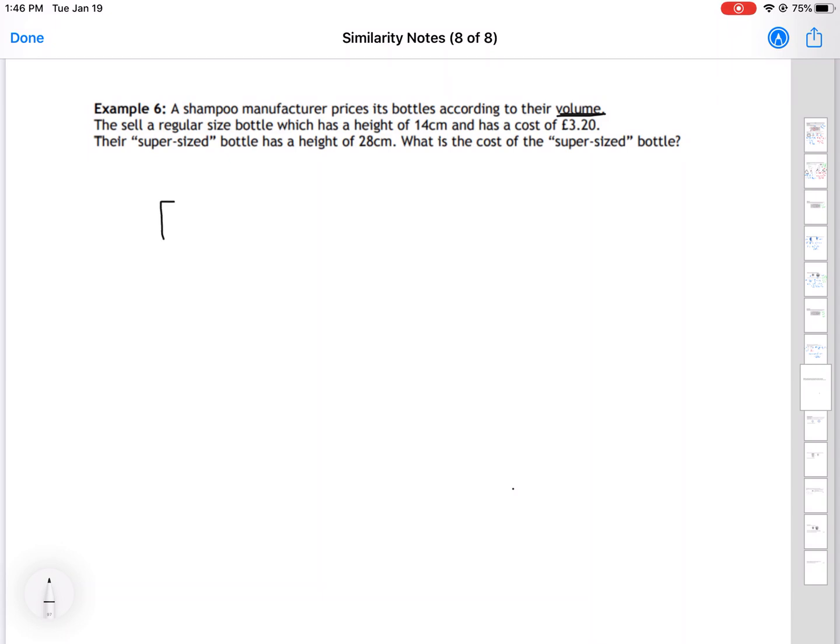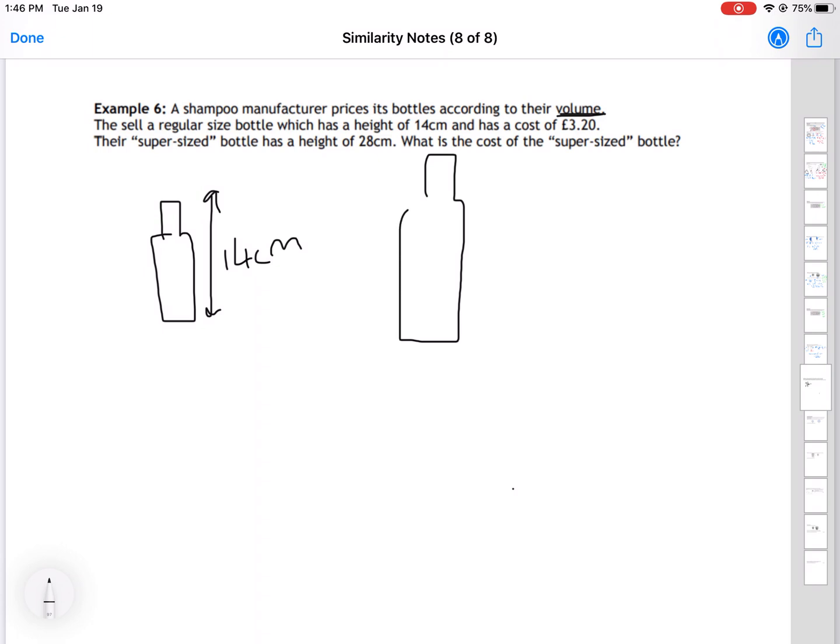They sell the regular size bottle, which is a height of 14 centimetres. So let's try and draw a little bottle shape here. That will do. And that's height is 14 centimetres. That's the regular one. And a supersized one, so it's a larger one, which has a height of, what are we told, 28 centimetres.